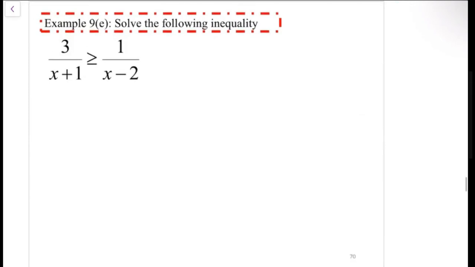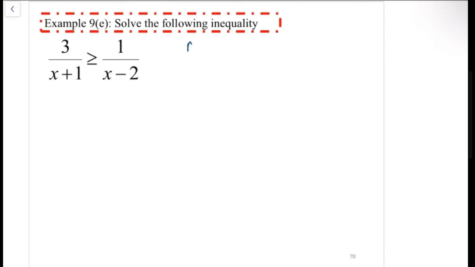9E. So for this one, dia tak ada apa yang pelik. Awak just ikut je guideline, ikut step tadi tau. First step apa tadi? Make sure bahagian kanan kosong. Second step, jadikan single fraction. Third step, make sure linear factor. Saya terus bagi jawapan akhir untuk awak practice. Kalau ada masalah, nanti awak inform kepada saya lah.